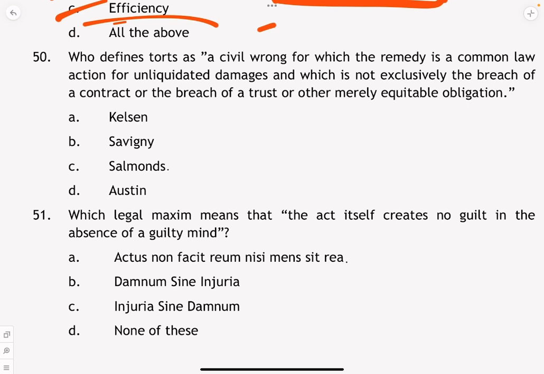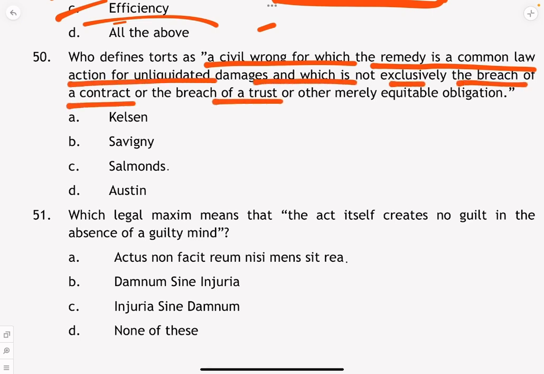So in torts, what is tort? A civil wrong for which the remedy is a common law action for unlimited damages and which is not exclusively a breach of contract or breach of trust. So who is saying this? This is again a memory question. The answer is Salmon.